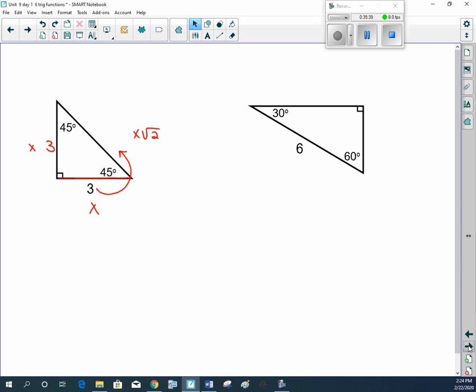Well, what are you going to have to multiply by? All you have to do is look at these two things. The only difference is the square root of 2. So I have to multiply it by the square root of 2. So this hypotenuse is 3 square root of 2.